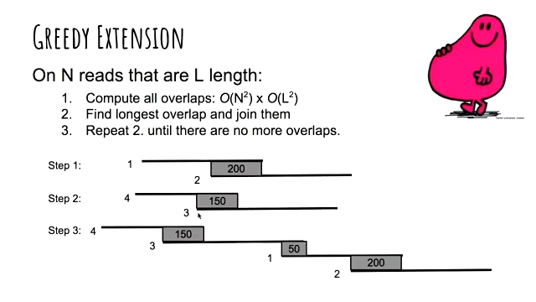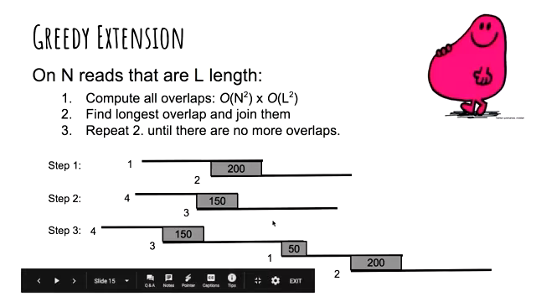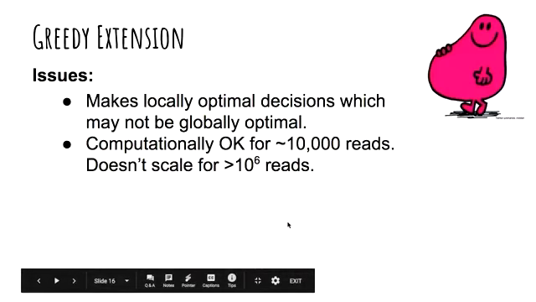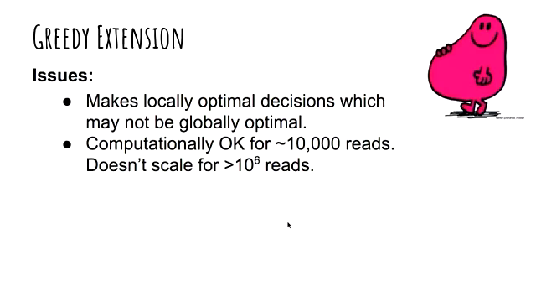However, there's a couple of problems with this. Sometimes this 200 overlap could have happened by chance, and in reality it should have been the 50 that we used first. All right, and so this piece here may actually better fit this other end of the 4 here. So sometimes it makes locally optimal decisions rather than globally optimal decisions, this algorithm.